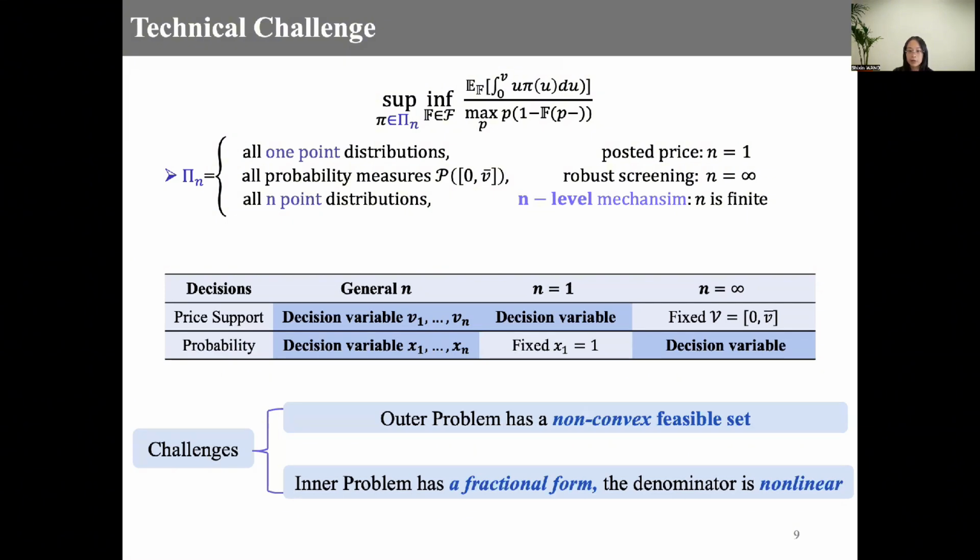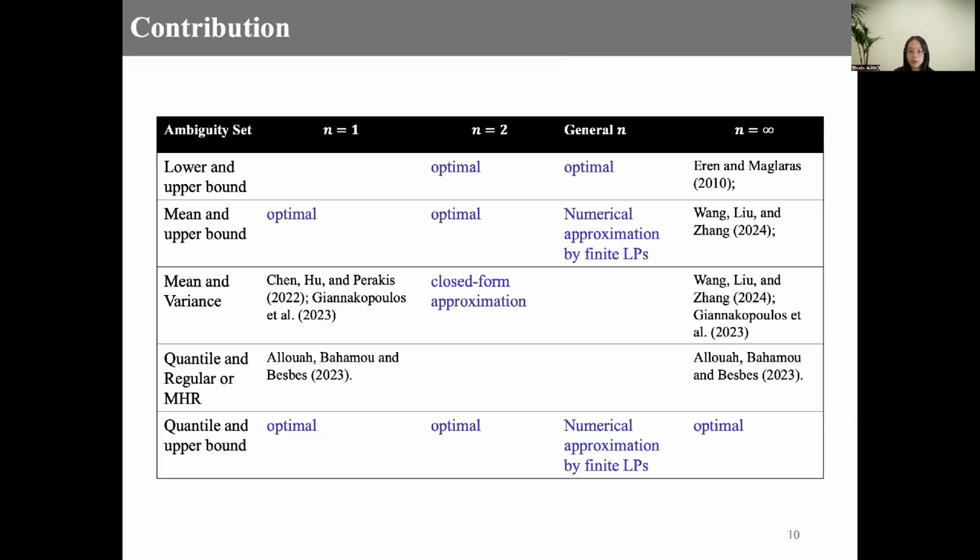So the techniques and approaches adopted in the robust pricing and robust screening may not apply for the finite n-level pricing scheme. So our contribution is to provide a unified approach to analyze the n-level pricing problem, and then provide a closed-form optimal solution for some simple ambiguity sets. So for example, we solved the optimal n-level pricing scheme for the support ambiguity set, and we solved the closed-form optimal solution for two-level pricing for the mean upper bound ambiguity set. And also for the quantile ambiguity set, we solved the optimal solution for the one-level, two-level, and infinite-level pricing scheme.